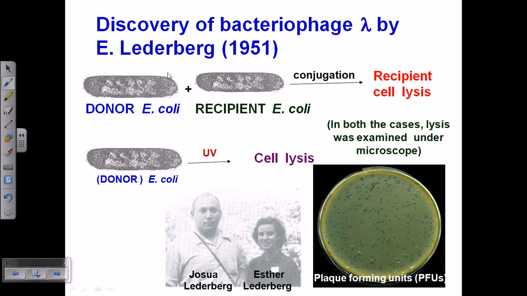Okay, so if we look at how they proved that there is a bacteriophage, which is a virus that can enter and destroy the host bacterial cell, what they did was, firstly, they took the donor cell, which is E.